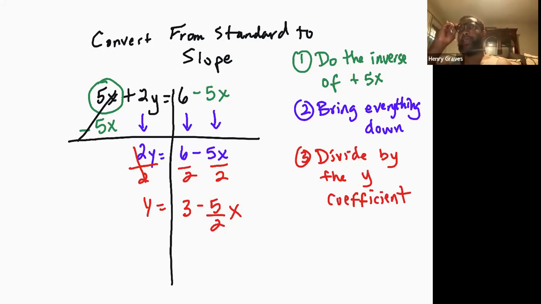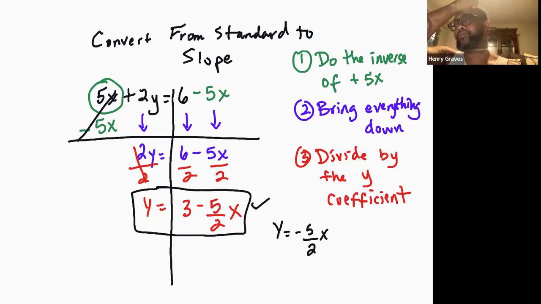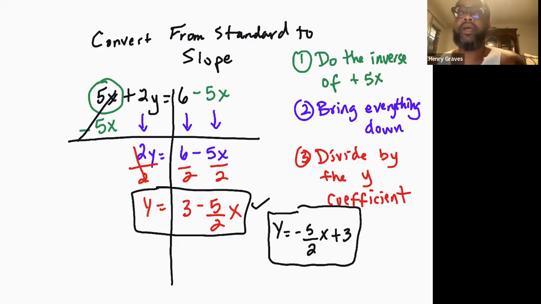Now notice that the x is not in the first place. So if you wanted to rewrite this, you can say y is equal to negative 5 over 2x plus 3. And I'm done. So I hope this helped you guys a lot when it came to understanding slope a bit more.